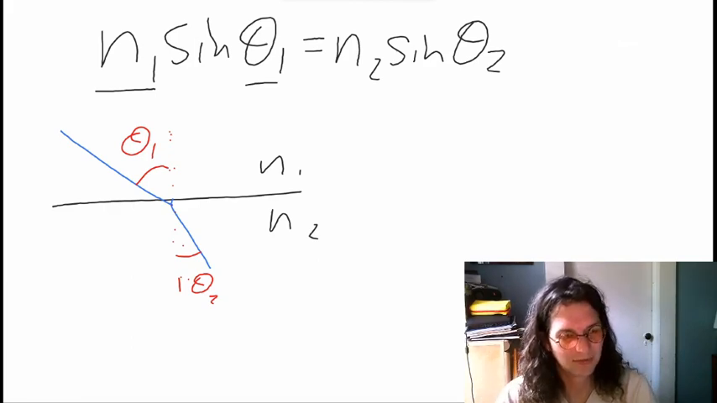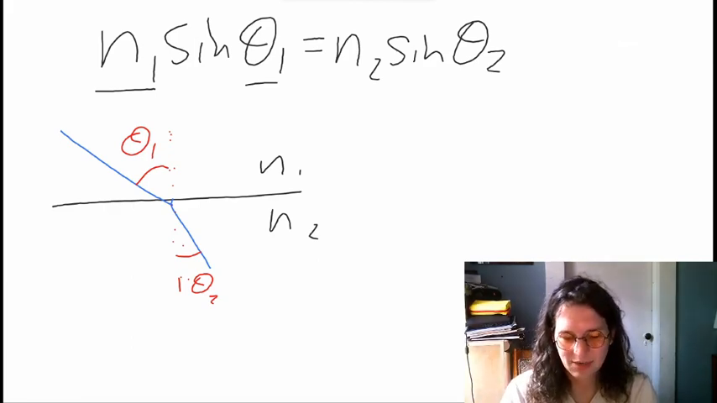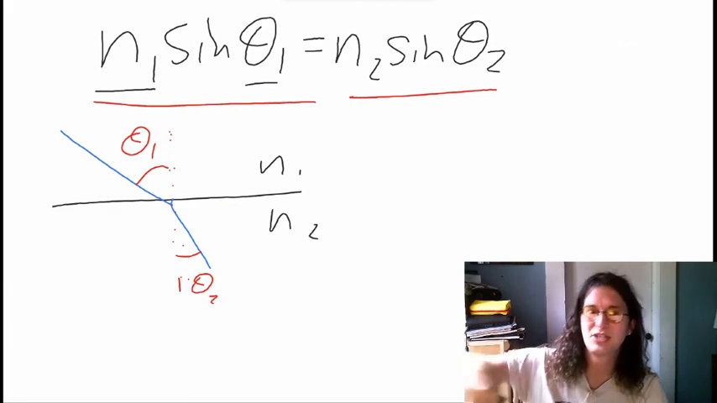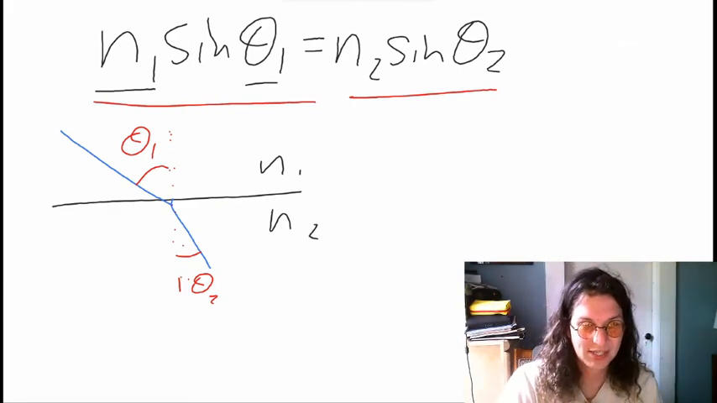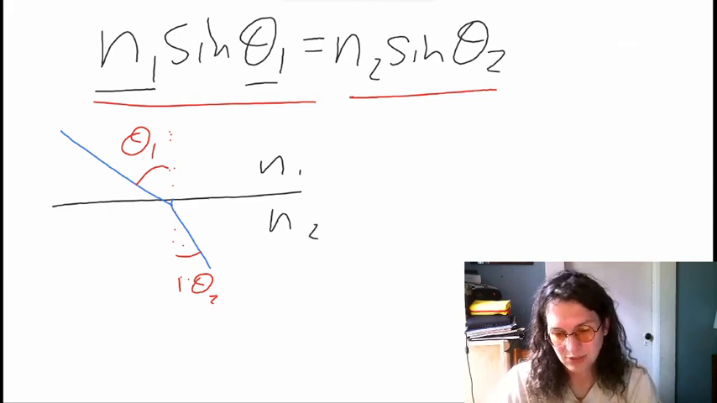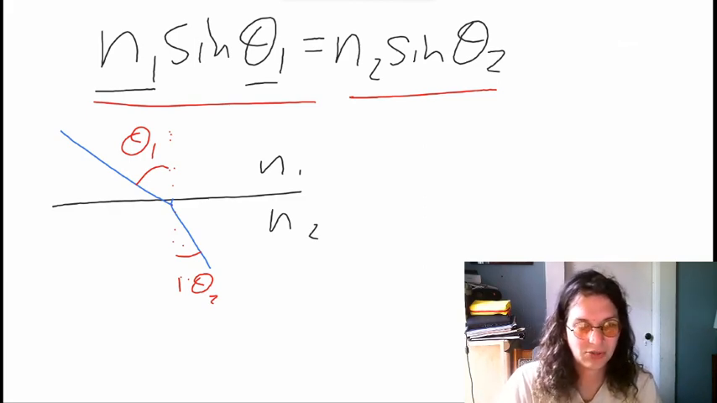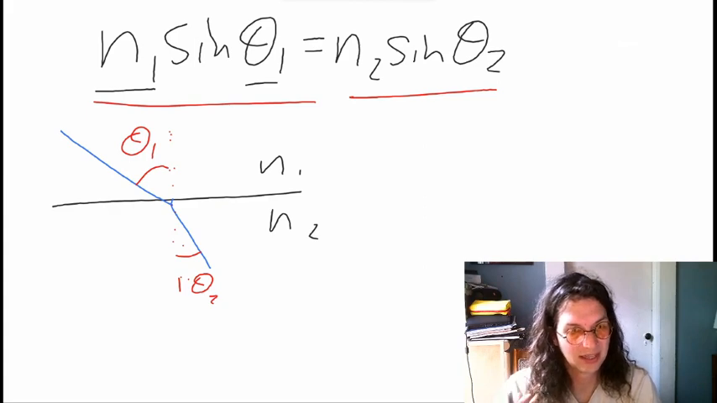what happens in n2 and n3, because you just end up with n1 sine theta 1 equals n2 sine theta 2 equals n3 sine theta 3 equals n4 sine theta 4. So you can just set n1 sine theta 1 equal to n4 sine theta 4, and then you can also set it equal to n5 sine theta 5.